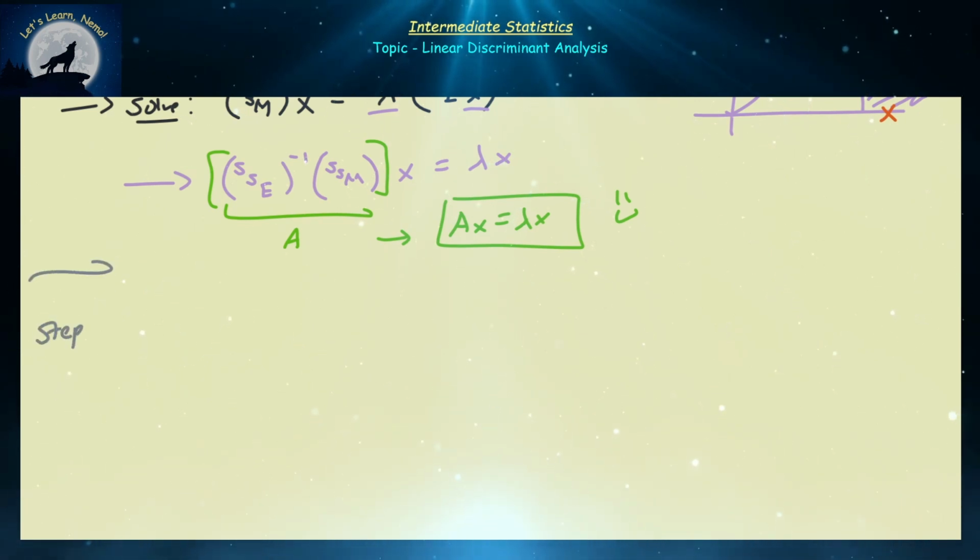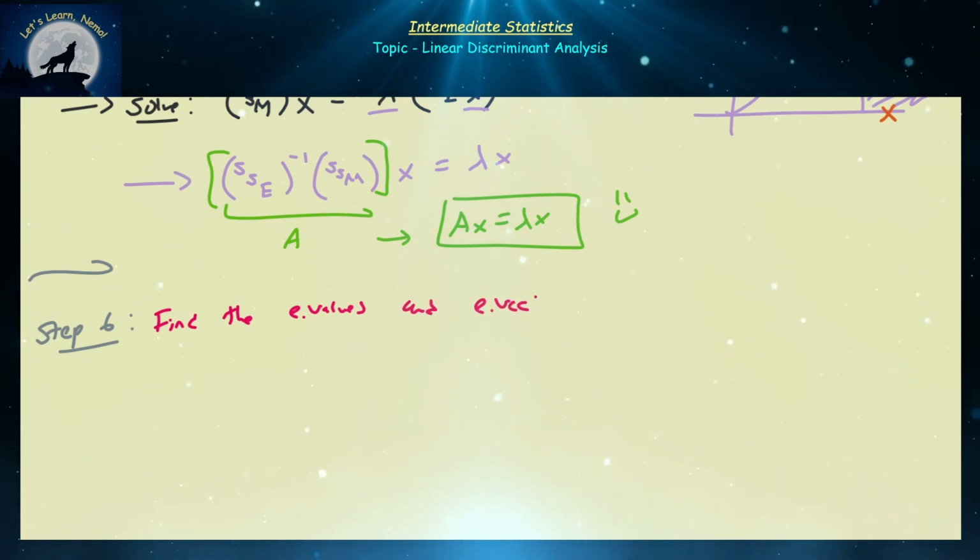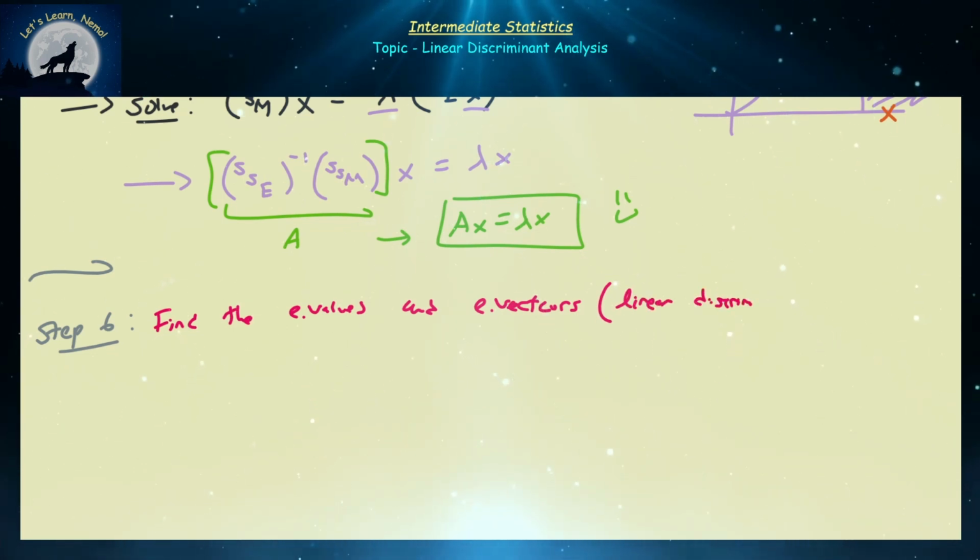So this is going to be step 6. Our goal is to find the eigenvalues and eigenvectors, and these eigenvectors are going to be called our linear discriminants. Remember, for our principal component analysis approach for dimensionality reduction, the eigenvectors of our standardized covariance matrix were our principal components. And here, the eigenvectors of our SSE inverse SSM matrix are going to be our linear discriminants.